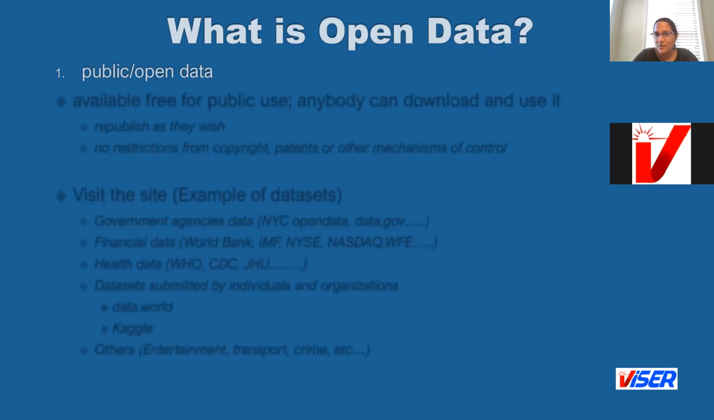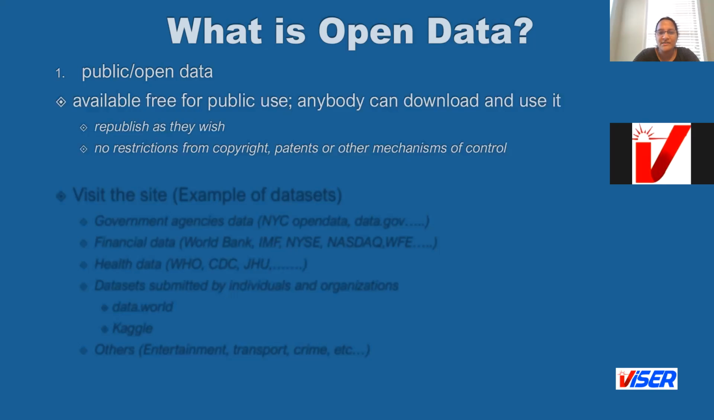Next is, what is open data? Open data is sometimes called public data. So what exactly is this? Open data is data which is available to the public for free. Anybody can use it. There are no strings attached to it, especially licensing or copyrights. It's free for anybody to use, for commercial use or for personal use. It totally depends on the individual how they want to use it. So there are no restrictions on using that kind of data.